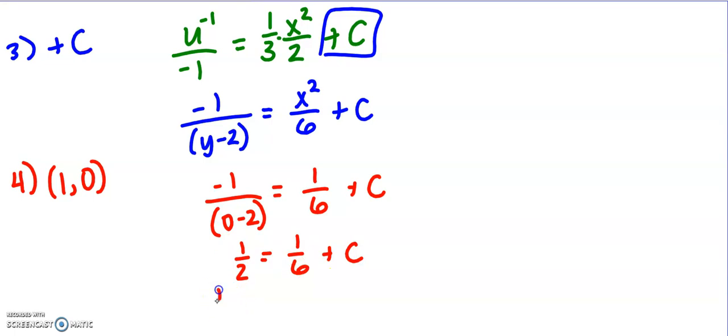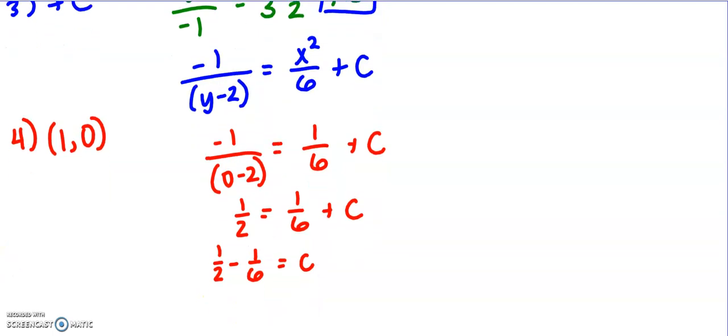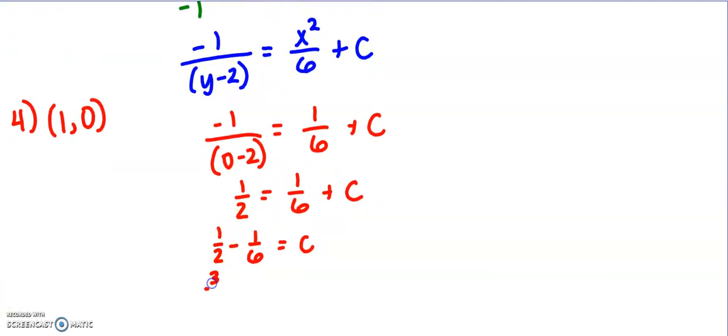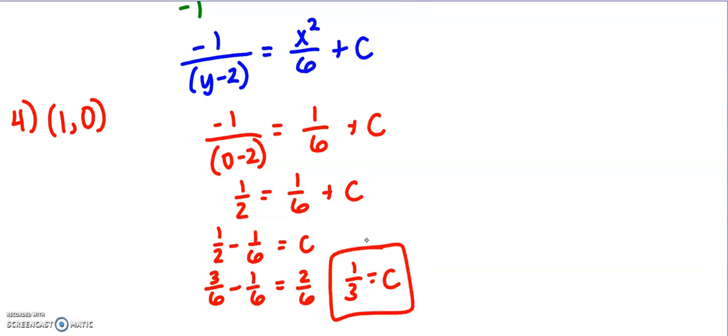I'm going to subtract 1/6. Be strategic. 1/2 is 3/6 minus 1/6 equals 2/6, which is really 1/3 is equal to c. So I found my particular c. Step 5 then is to actually find the particular solution. So I'm going to go back to where I was done with my integral, which is this line right here.